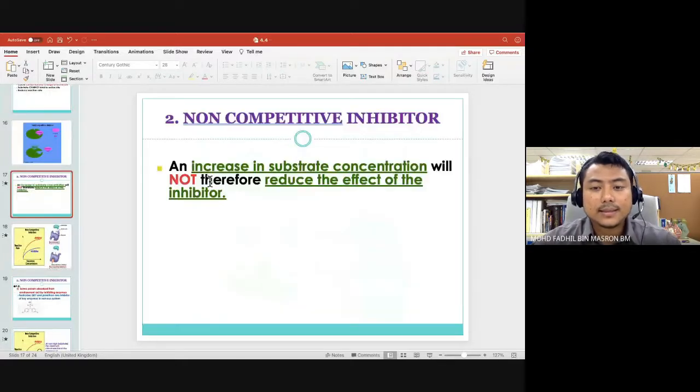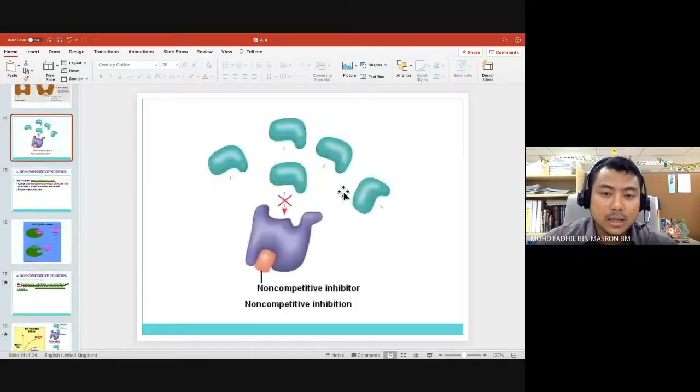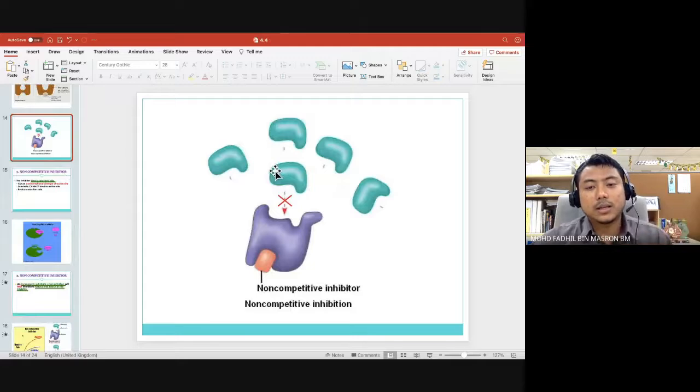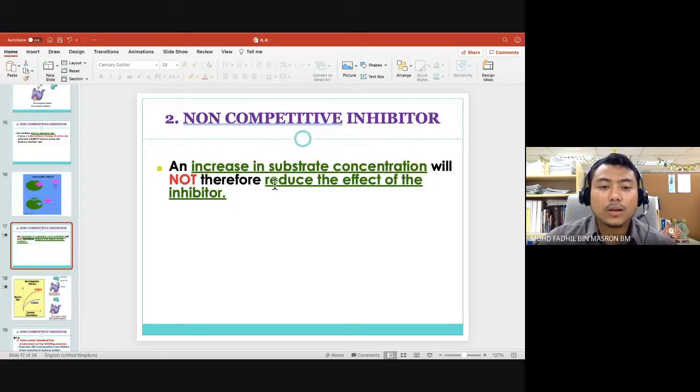So an increase in substrate concentration will not therefore reduce the effect of the inhibitor. Maksudnya, kalau kita nak atasi kesan inhibitor ni by increasing the substrate concentration, tak guna, tak ada efek. Contohnya macam ni, tak kira berapa banyak pun you tambah lagi concentration of substrate ni, dia tetap juga tak boleh nak bind kepada active site tersebut sebab bentuk active site tu dah berubah. So itu dah masuk ayat dekat sini. Therefore, will not reduce the effect of inhibitor.